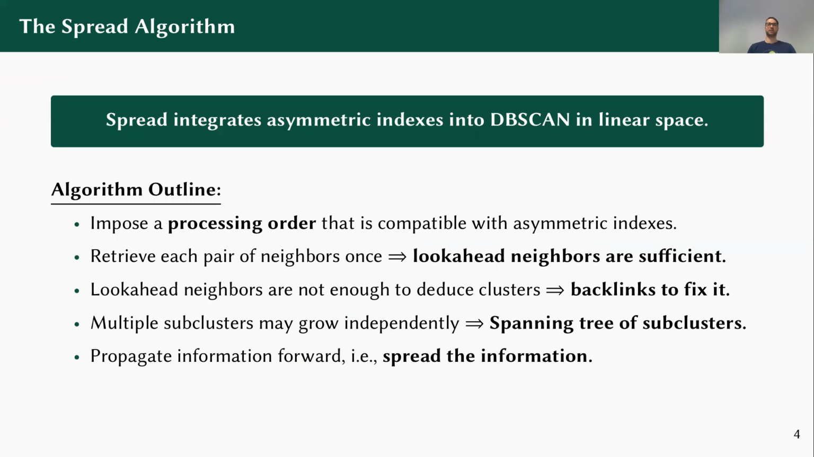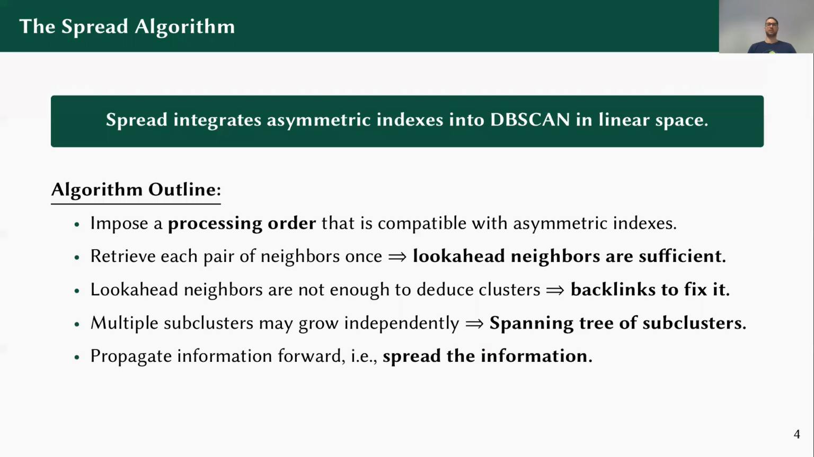Therefore, we propose an algorithm called SPREAD. SPREAD uses asymmetric indexes to partition the given collection of sets into DBSCAN clusters while requiring only linear space. We impose a processing order that is compatible with asymmetric indexes and use the look-ahead neighbors to retrieve each pair of neighbors once. Unfortunately, the look-ahead neighbors are not sufficient to deduce the clusters. We introduce the concept of backlinks to store enough information to deduce the clusters correctly.